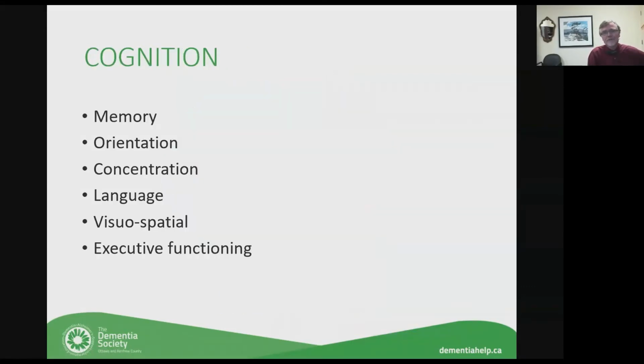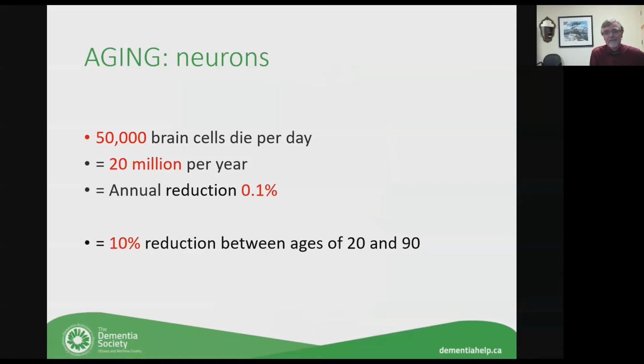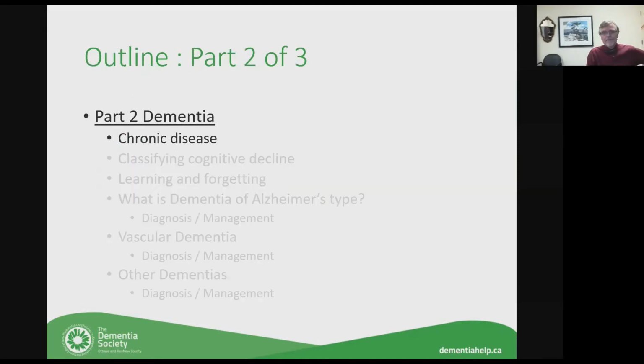We talked about some of the things the brain does: remembering, orientation to time and place, concentration ability, sorting out the things we need to focus on because we're bombarded with way too much information to manage, language and communication, visual-spatial ability, and executive functioning. And we said that with normal aging, we do lose a lot of neurons over time, about 50,000 per day. So then let's talk about today's session.